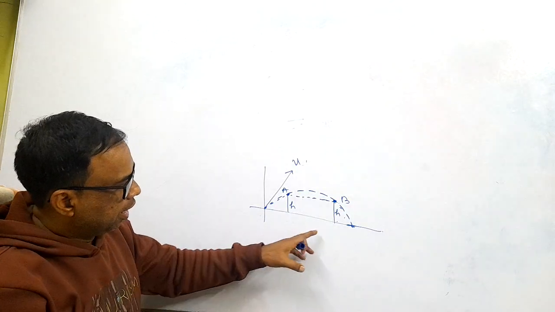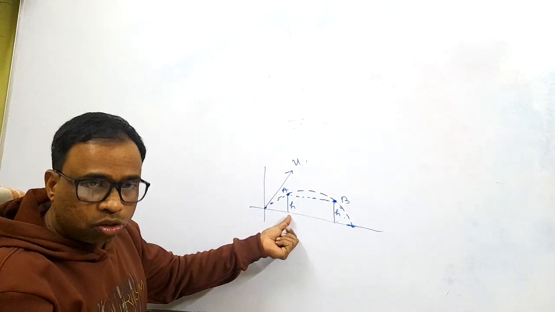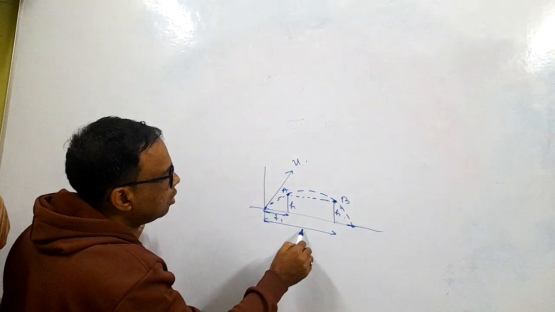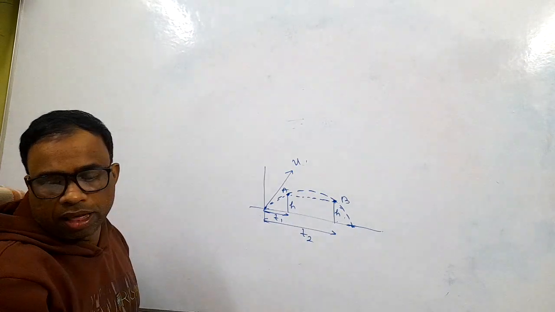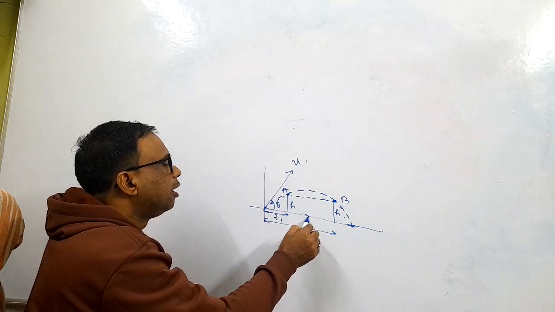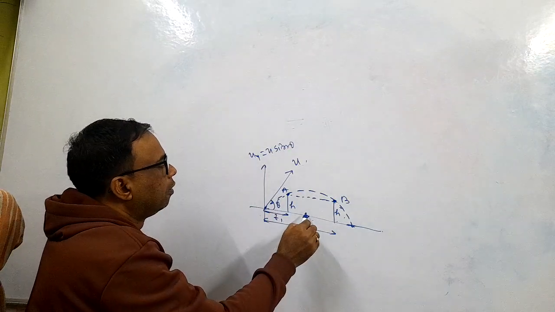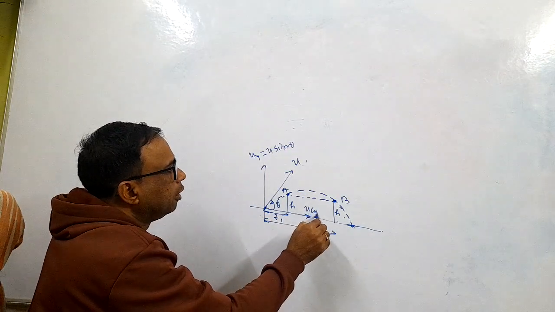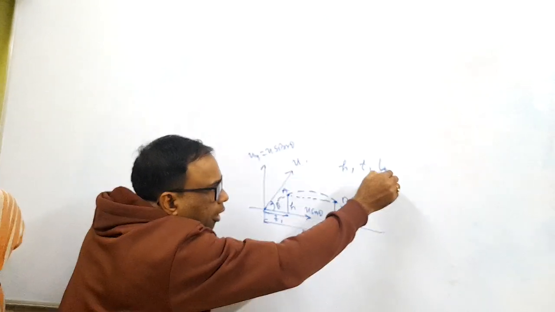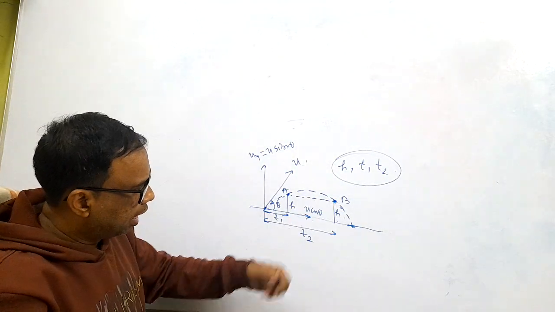So H is the height of the particle, and it is the same at two times, after t1 second and again after t2 second. Suppose the angle is theta, then the components are u cos theta and u sin theta. You can easily find the relation between h, t1 and t2.